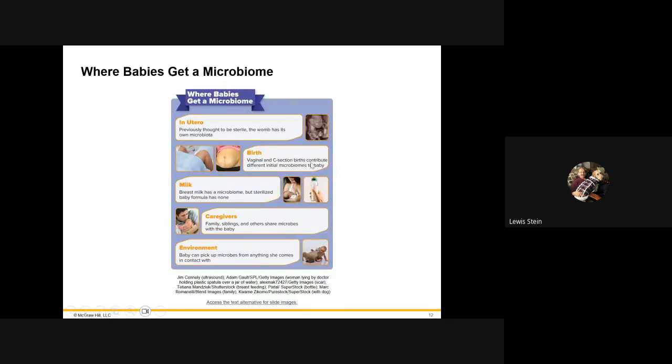So here, where do they get it? In utero. The womb now has its own. Birth, vaginal and C-section certainly picks them up. Milk, the caregivers, family, anybody who's handling the baby, and the environment itself. As I said, very useful slide. I think you'll be interested in that. And I would be.